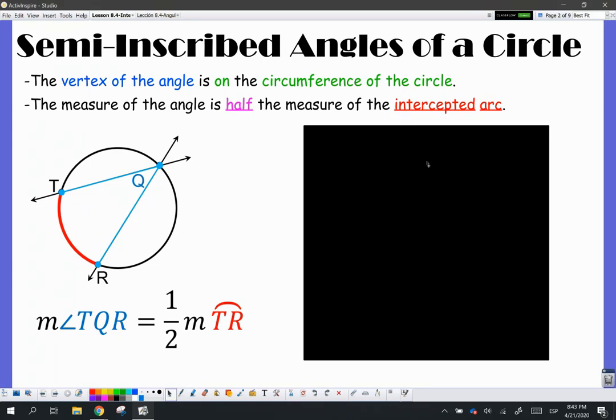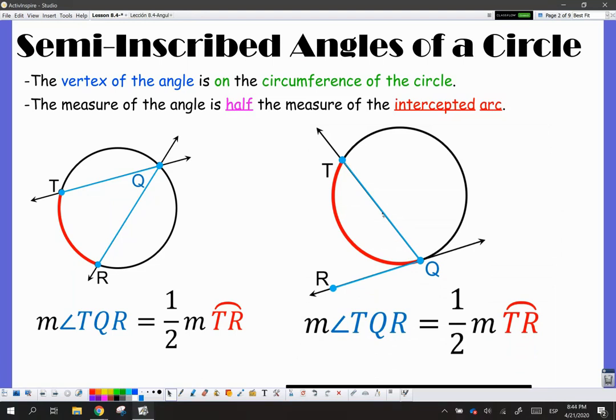And what we mean by semi-inscribed is that one side of the angle is inside the circle, but the other side is not. The other side is part of a tangent. And remember that tangents are lines that only touch the circle at one point. So where they touch also happens to be the vertex of this angle. But the vertex ends up being on the circumference of the circle. So the same formula that we use for inscribed angles is also used for semi-inscribed angles. The measure of this semi-inscribed angle is half the measure of the intercepted arc.